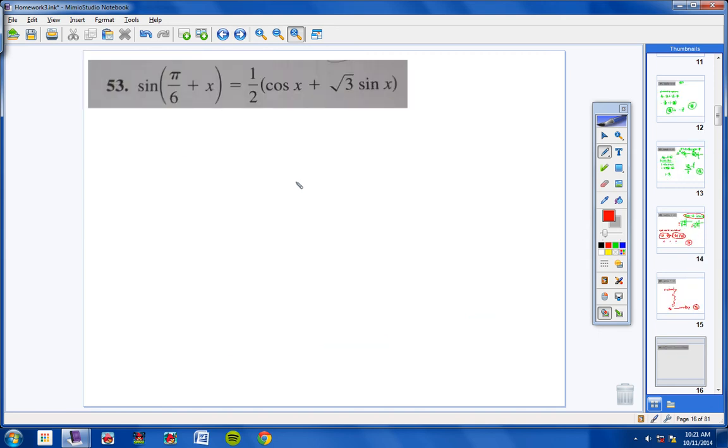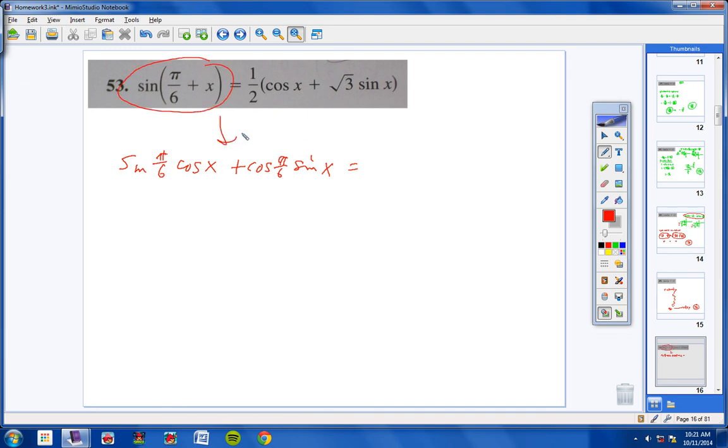All right, they want us to, I believe, prove this identity. Let me look at the directions real quick. Yeah, this is pretty simple here, guys. Here we go. Well, we know that sine of pi over 6 plus x can be broken down into sine, cosine plus cosine, sine. So I have sine of pi over 6 cosine of x plus cosine of pi over 6 sine of x equals, so I took this whole left side and broke it down to this.